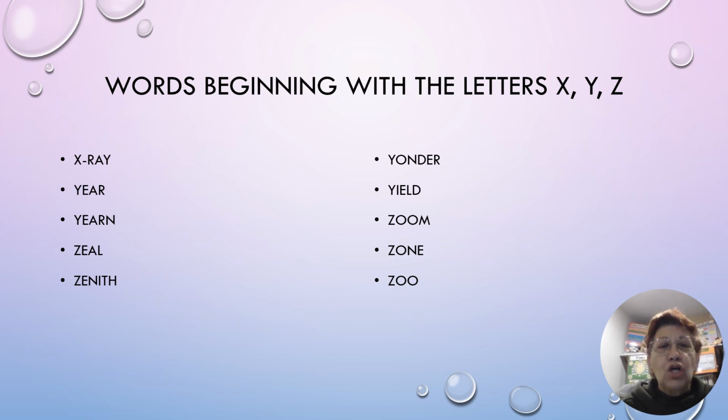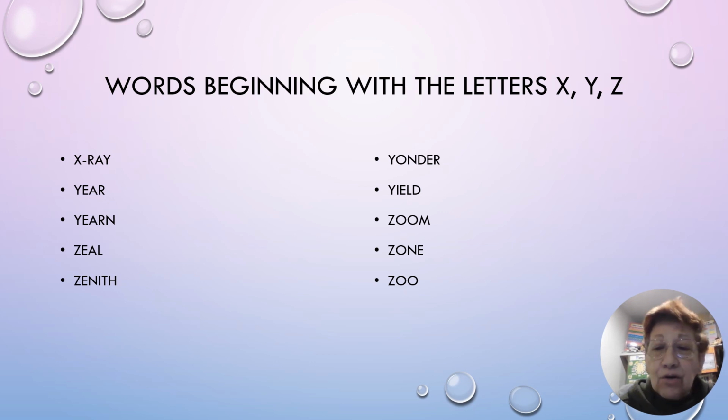Yearn. She yearns for an ice cream sundae. That means she has a craving for an ice cream sundae. She wants that.